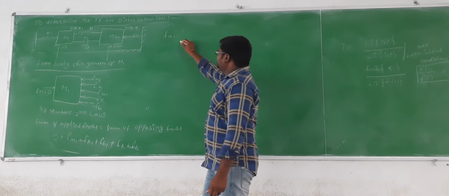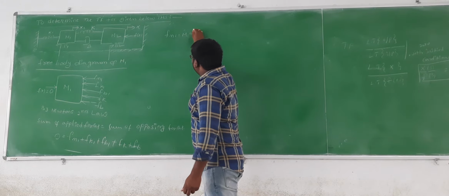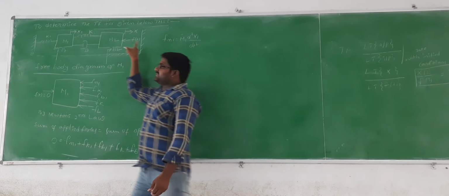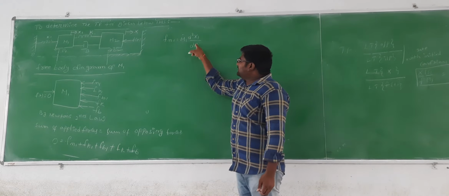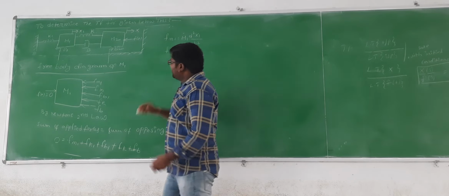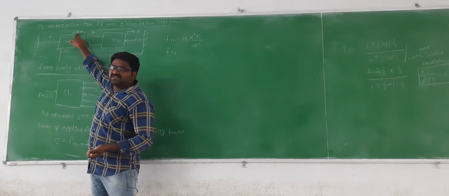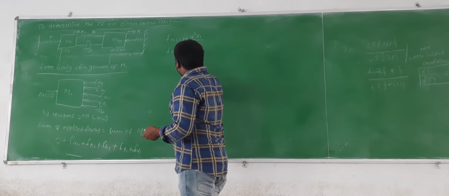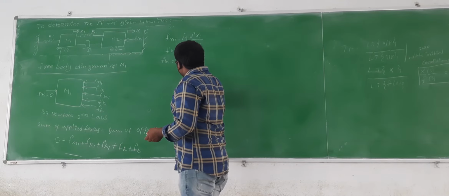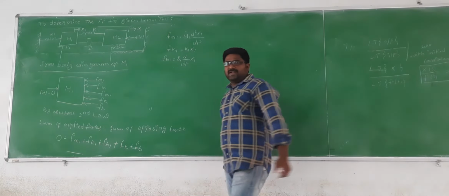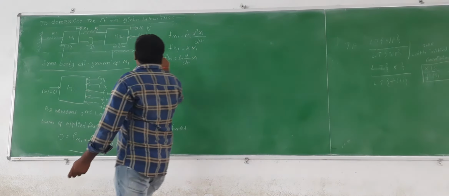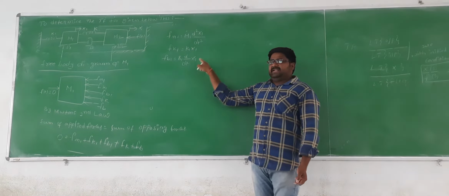For the mass element, m1 d square x1 by dt square, since mass 1 displacement is x1. For Fk1, k1 is connected only to the first displacement x1, so k1 into x1. For b1, b1 d by dt of x1, since b1 is also connected only to the first displacement x1.